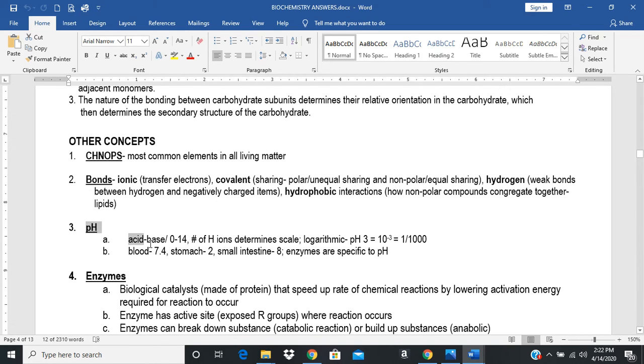Make sure you guys are aware of the pH scale. You should know that it's logarithmic and that each time you change the pH, it changes by a factor of 10. So a pH of 3 is 10 times more acidic than a pH of 4.